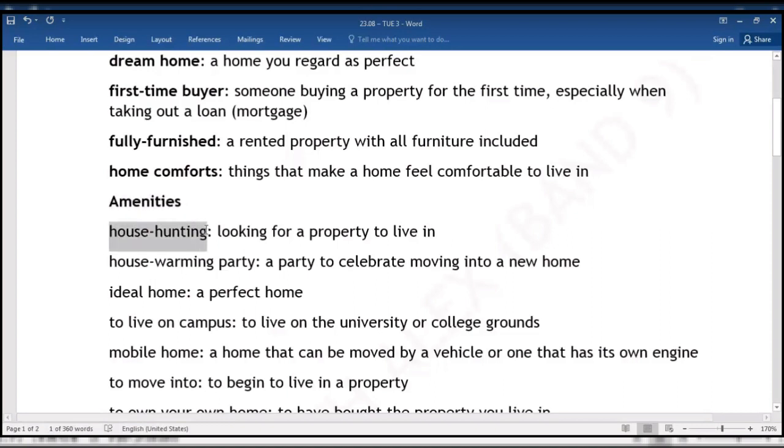House hunting. This is the practice of trying to find a house. You can use this whenever you're looking at a lot of apartments or houses at once, or just one. That's also called house hunting. And another word is apartment hunting.